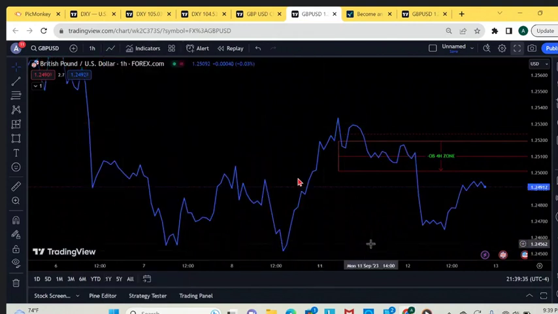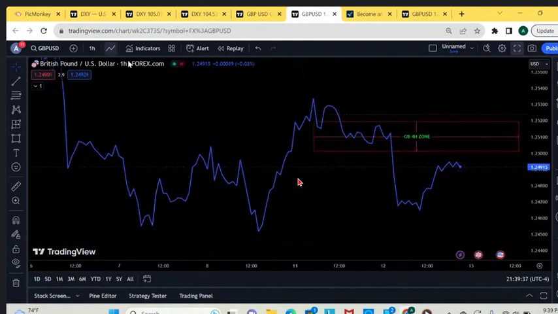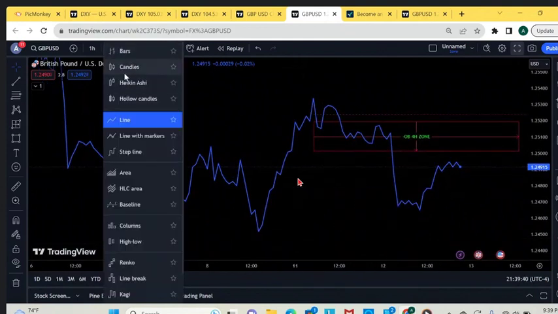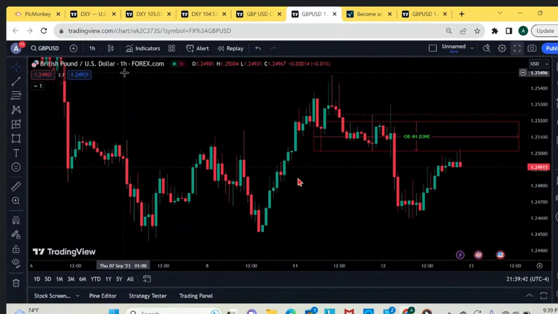Well, that's not too cool. Click it back on candles. Click back on candles. Yeah, click back on candles. Okay, now go ahead and click on the eyes. I want to turn off the annotations real quick.